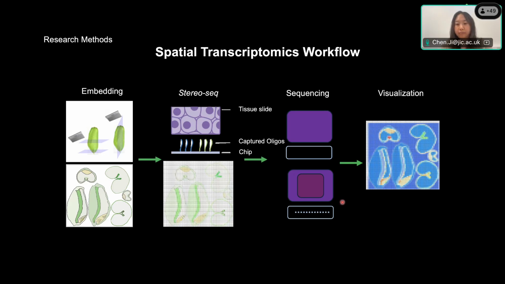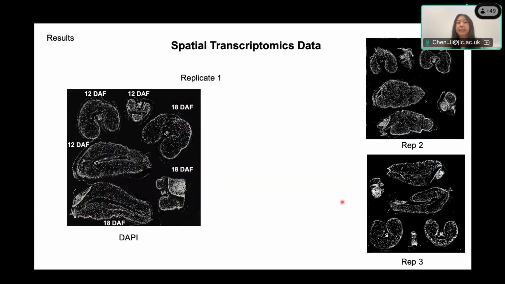Okay, and this is some of our data. Because we have three replicates, I just picked one of the replicates to show the data. On the left hand is the DAPI staining of our samples. There are two stages: one is 12 days after flowering, and one is 8 days after flowering.